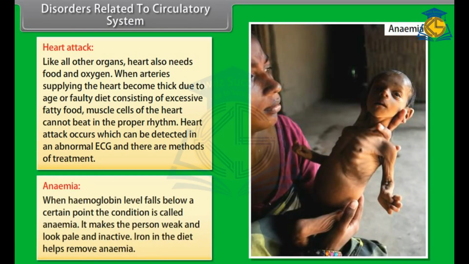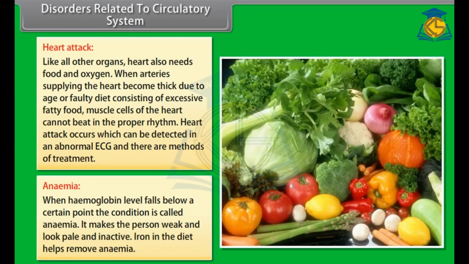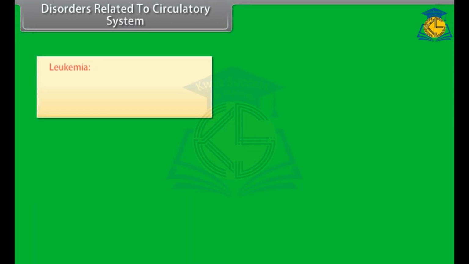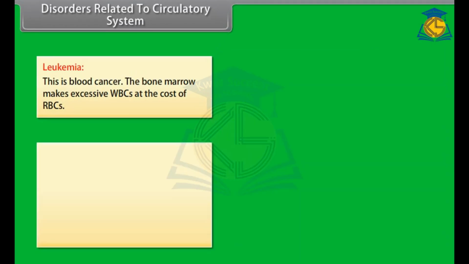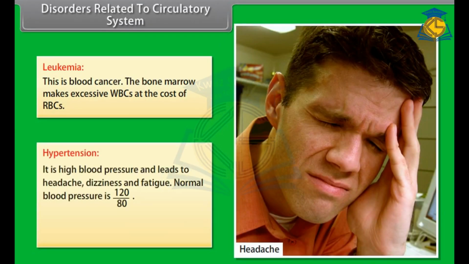Anemia. When hemoglobin level falls below a certain point, the condition is called anemia. It makes the person weak and look pale and inactive. Iron in the diet helps remove anemia. Leukemia. This is blood cancer. The bone marrow makes excessive WBCs at the cost of RBCs. Hypertension. It is high blood pressure and leads to headache, dizziness and fatigue.